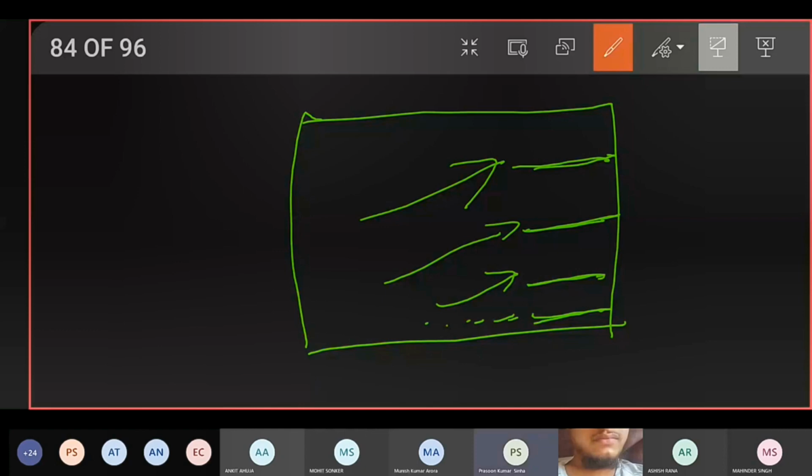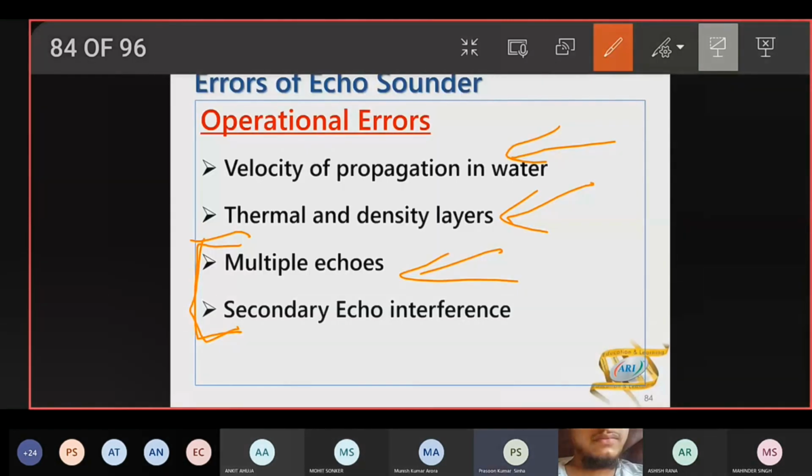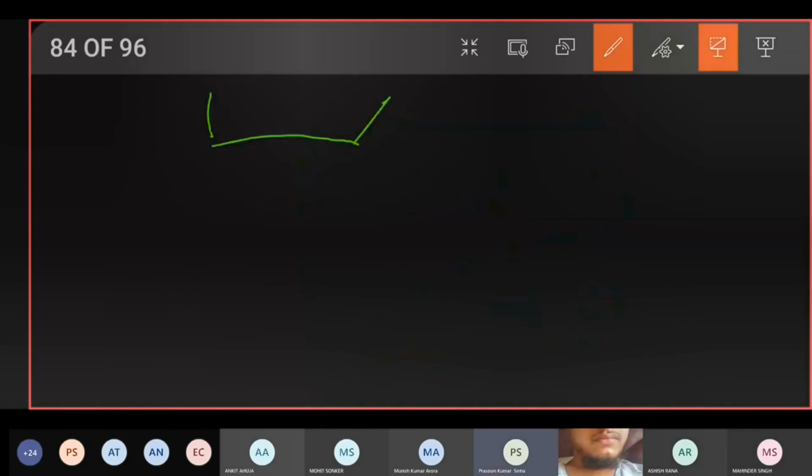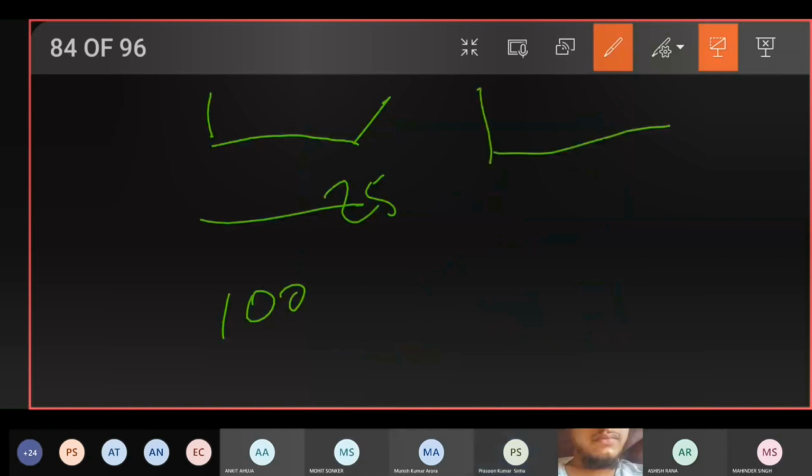Second one is secondary echo interference. This will happen when, again, the wrong range is selected but in the reverse way. What we had? We said that the depth was 25 and we were selecting 100 meters. Change the case so that the depth is actually 100 meters and the range that you have selected is 25 meters.